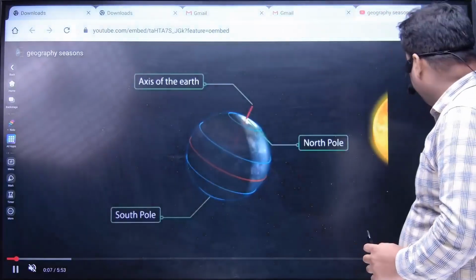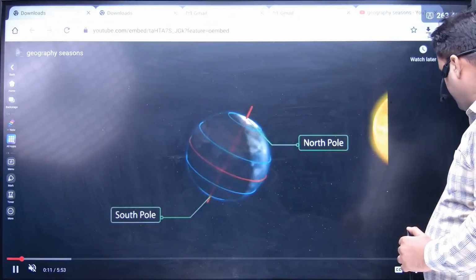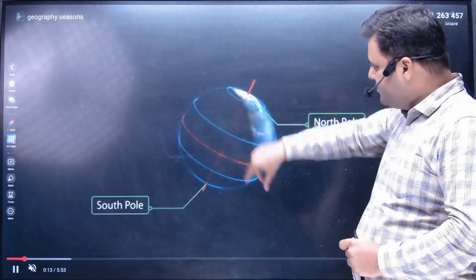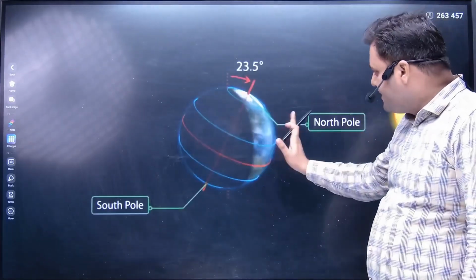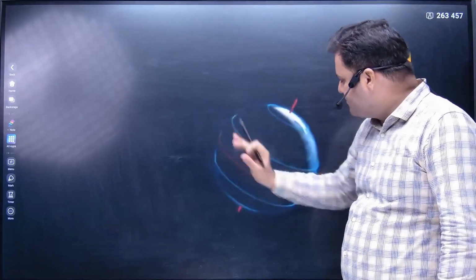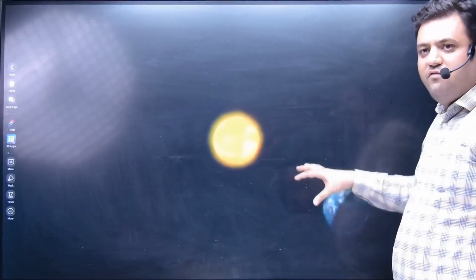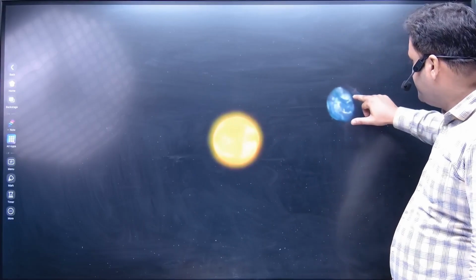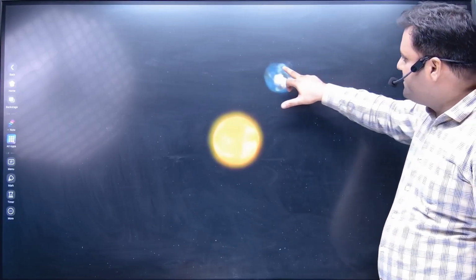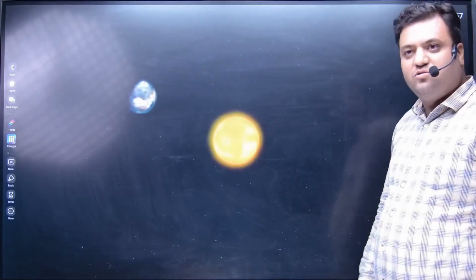Now here you can see we have the Earth, which is actually rotating. Here you can see this is the circle of illumination. This part is towards the day, this part is towards the night. The Earth keeps on revolving around the sun, and while revolving around the sun, the circle of illumination is also changing.